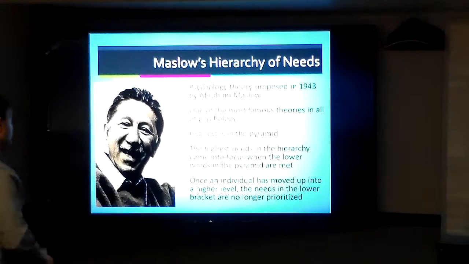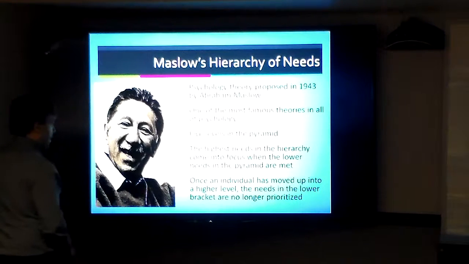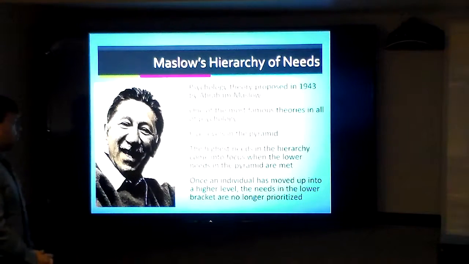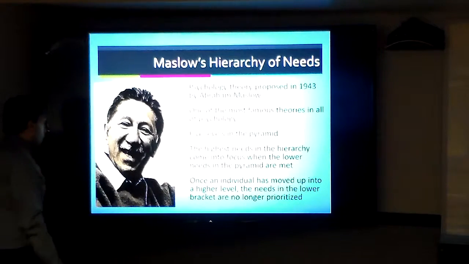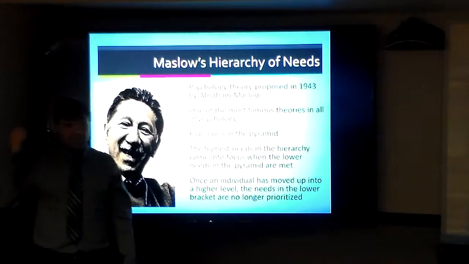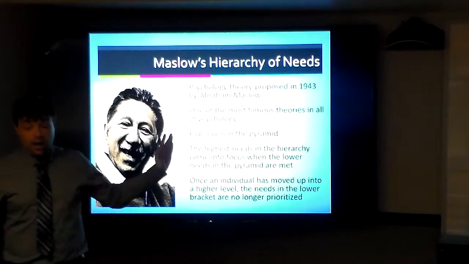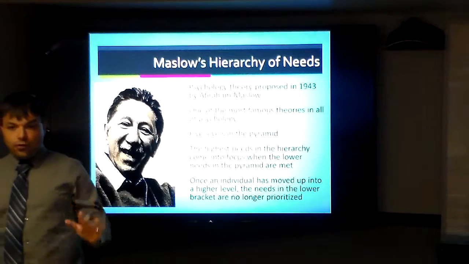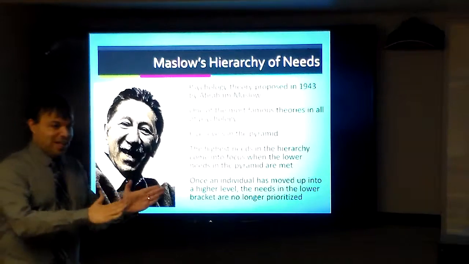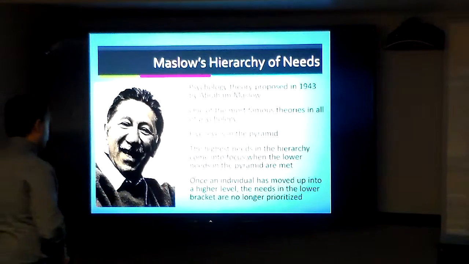Some of you have probably seen Abraham Maslow in the hierarchy of needs. It's one of the most famous theories in all of psychology, and you're going to see it in your education classes, you can see it in your psychology classes. You're going to see this guy a million times from here on out, and you're probably going to see him more than any other theorist because he relates to education and he relates to psychology.